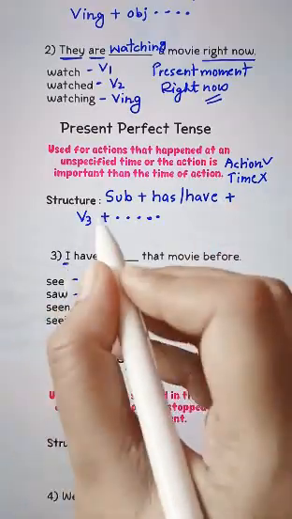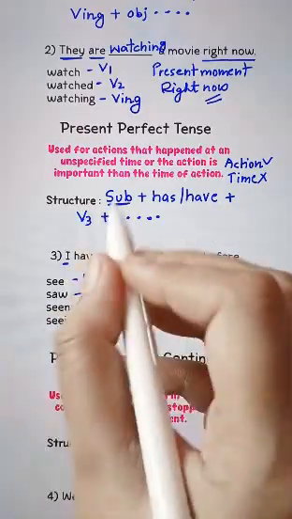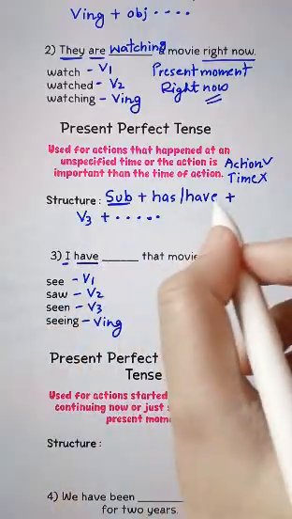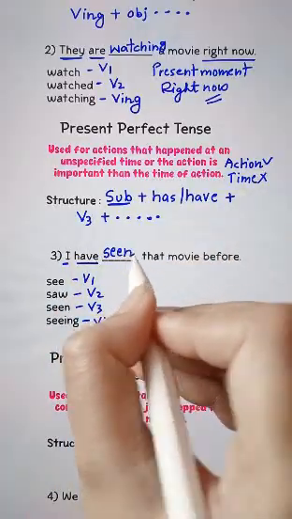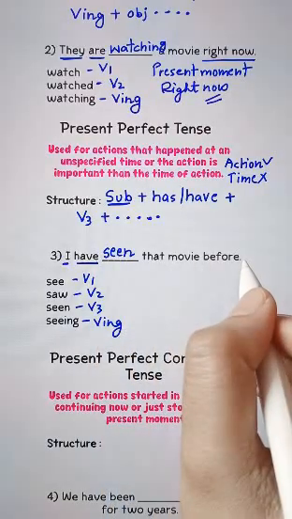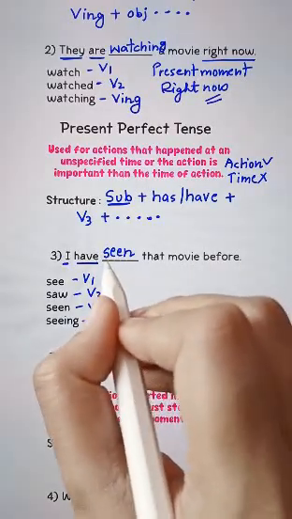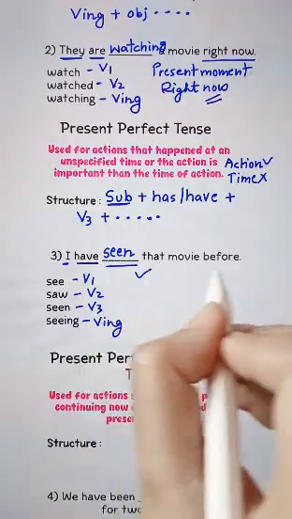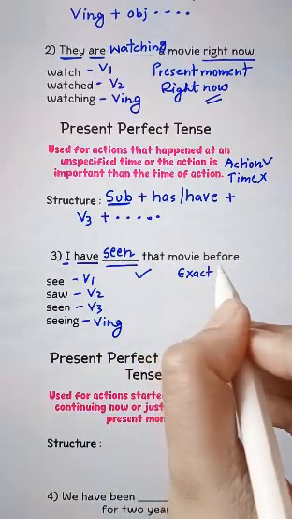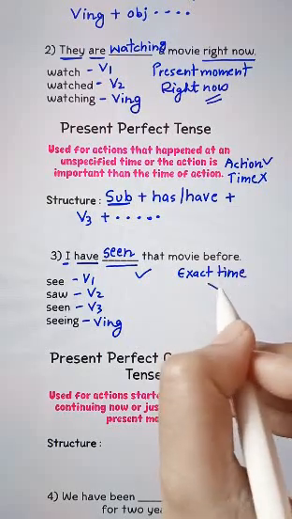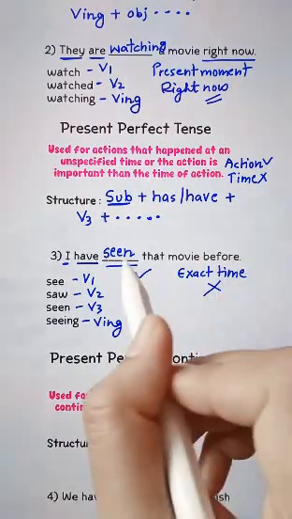According to the structure, I is the subject, I takes have, I have, verb 3. I have seen that movie before. Did you notice that there's no mention of time in the sentence? The sentence highlights an action for which the exact time is not given.